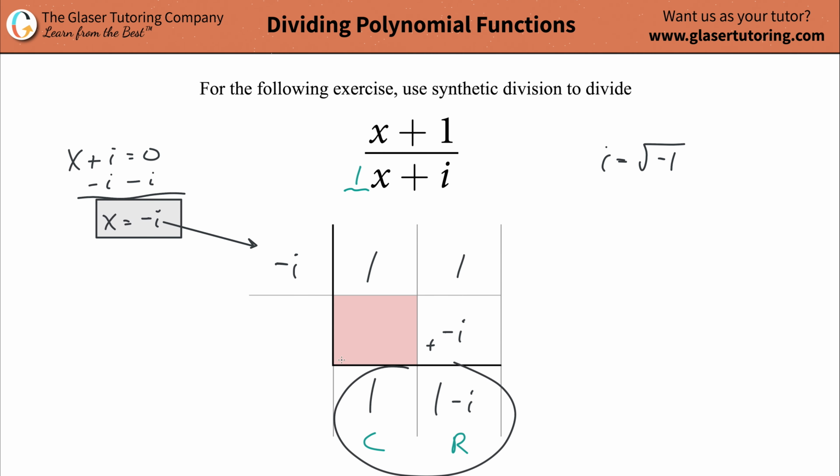Now all you have to do is write out your quotient here. So the constant term is a 1, so write 1. Your remainder then is going to be plus whatever it is, 1 plus i, and you're always going to put that remainder value over your divisor, x plus i.